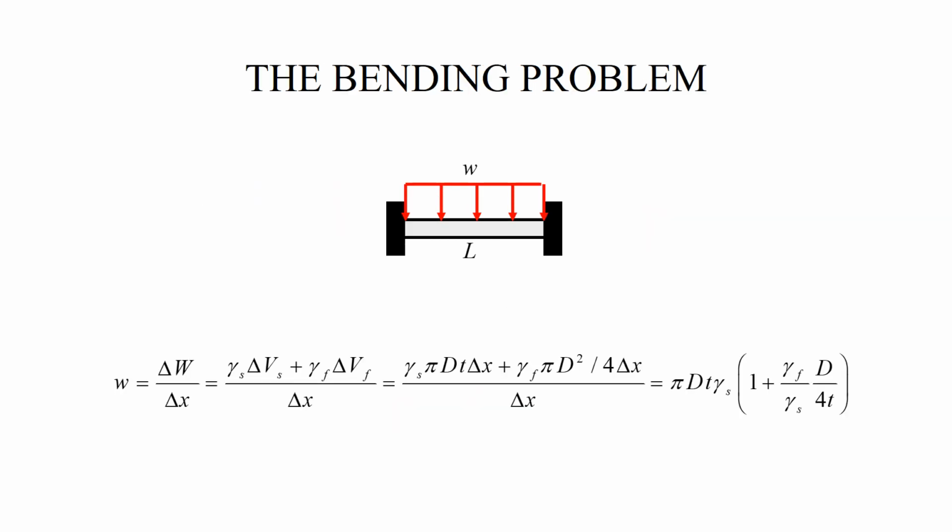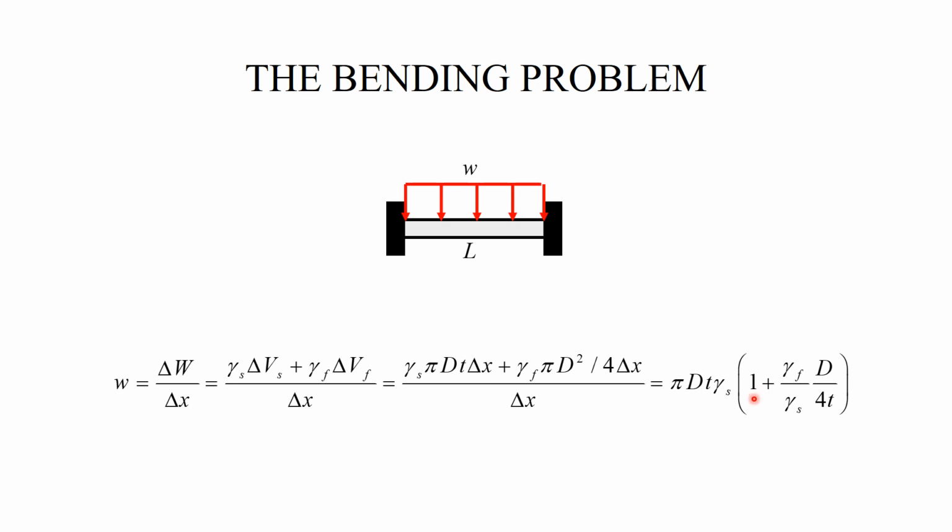First, let me calculate what is W. W is the weight of the pipe per unit length. It has two contributions, from the steel and from the fluid. The weight of steel is the specific weight times delta Vs, which is the area of the steel times the length, delta X. For the fluid, the area is pi d squared over 4. The length is delta X. If I put it together, I obtain this expression.